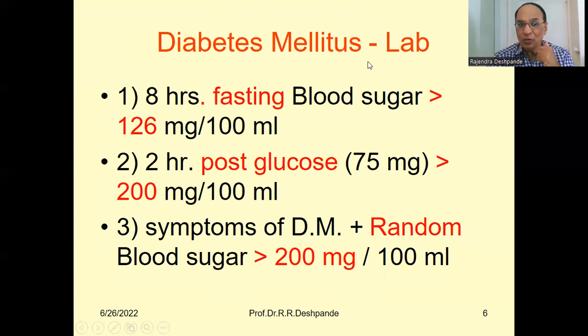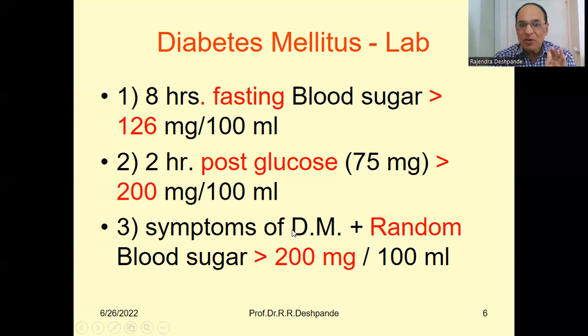Lab test, what you can do: 8-hour fasting blood sugar. If it is greater than 126 milligram per 100 ml, you can suspect diabetes, or it is diabetes. Then 2-hour post glucose: 75 grams, he has to consume glucon-D powder like a sharbat. If the sugar comes greater than 200 milligram per 100 ml, that also indicates diabetes mellitus.